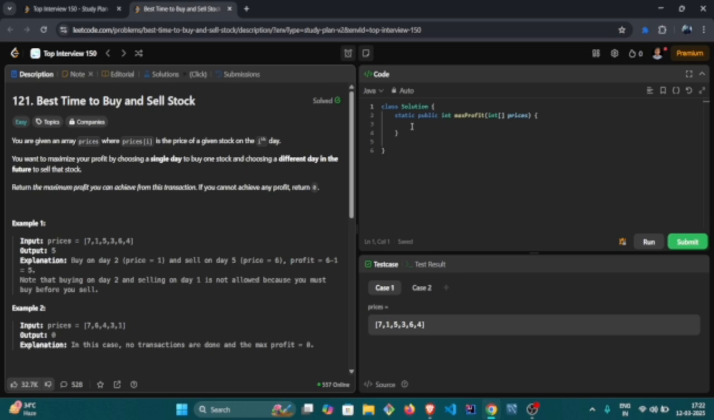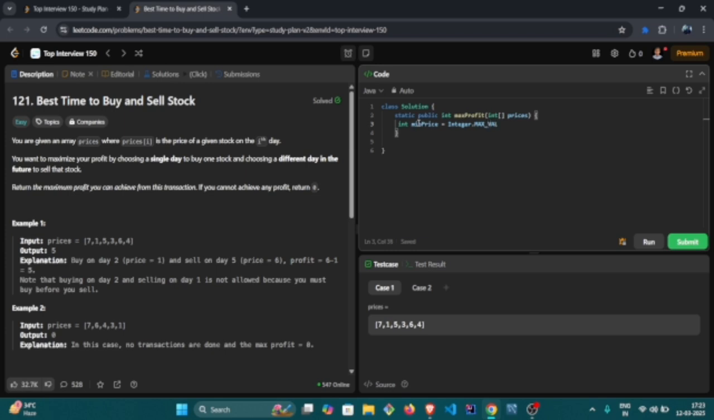Let me write the code here. To solve this problem, we'll use two pointers. As per the question, first we have to find the minimum price. So let's write an int minPrice, and here we will get the max value in minPrice. It is very simple to get the minimum or maximum price in an array.